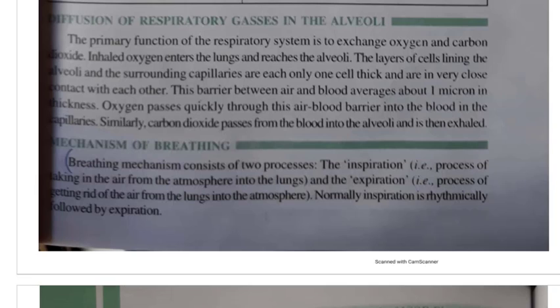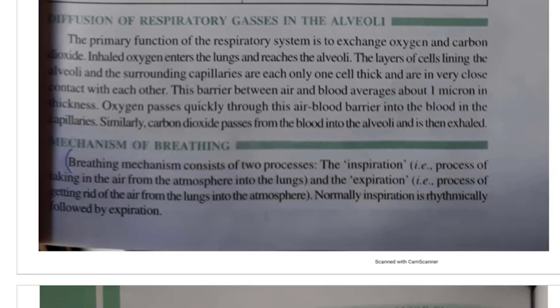Inhaled oxygen enters the lungs and reaches the alveoli. The layers of cells lining the alveoli and the surrounding capillaries are each only one cell thickness and are in very close contact with each other. This barrier between air and the blood averages about 1 micron in thickness.